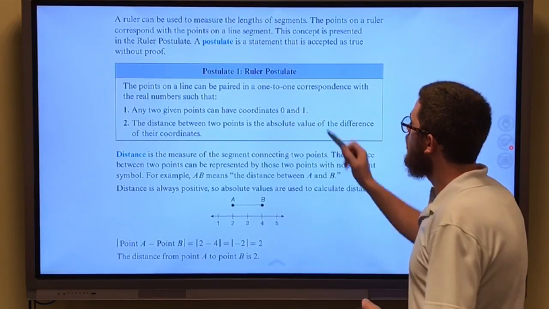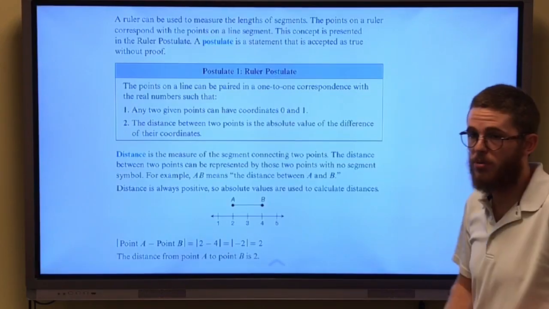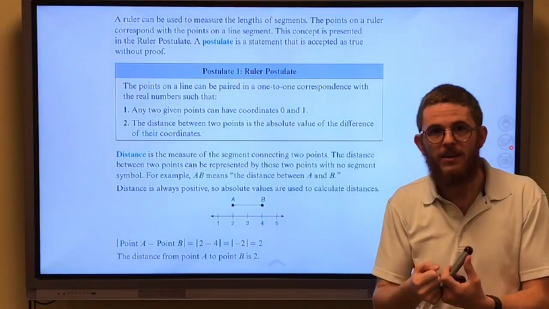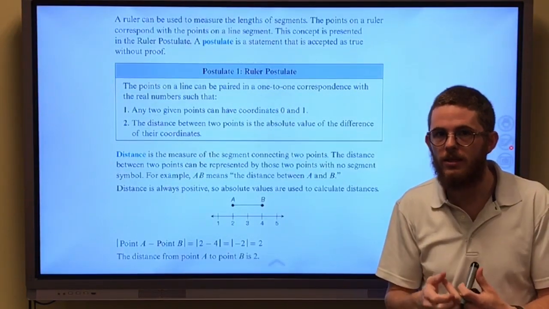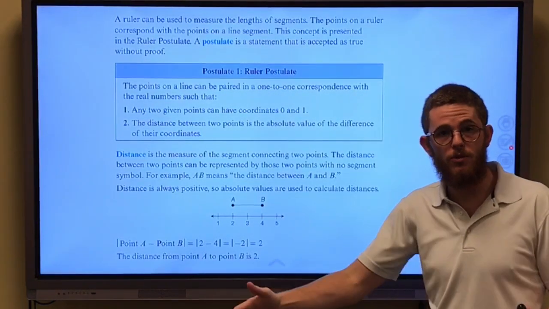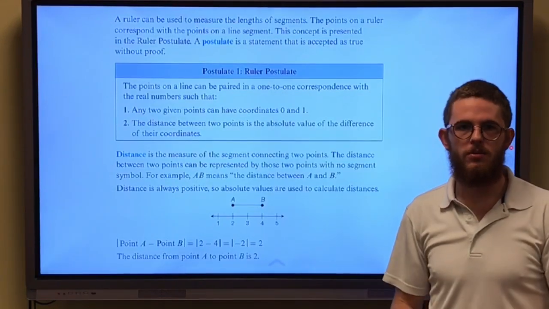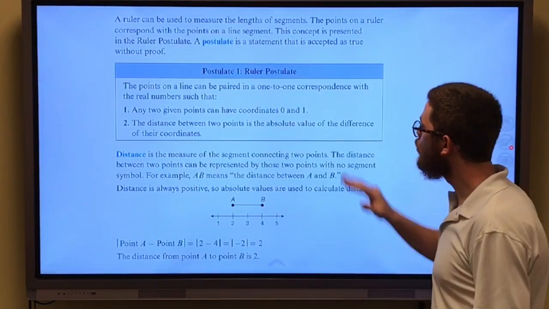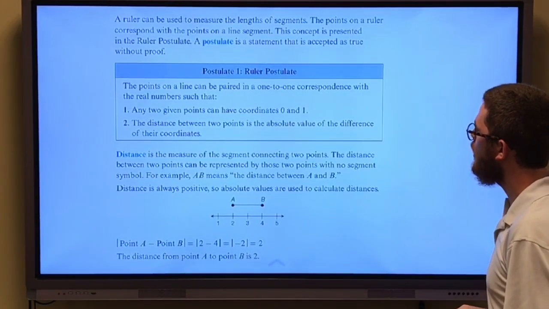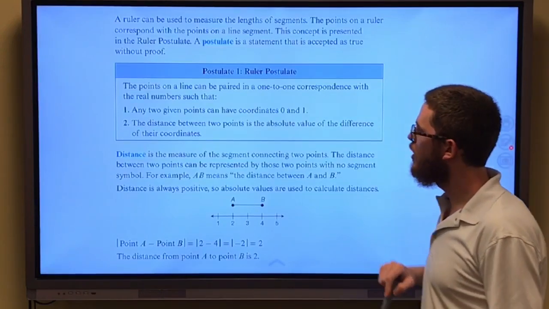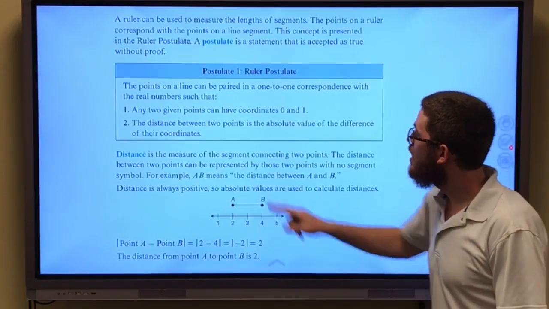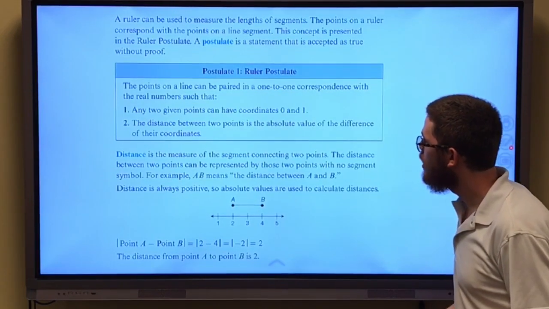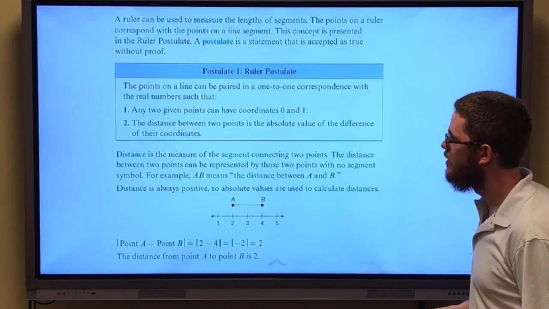So here, the ruler postulate. This is our postulate number one, our first one right here, and this should make sense. That's what these postulates typically do, they make sense. And so you're going to be tempted to just say, okay, that makes sense, and move on. But no, let yourself sit on it, make sure you understand it, and you're going to want to know these facts. The ruler postulate says the points on a line can be paired in a one-to-one correspondence with real numbers such that any two given points can have coordinates 0 and 1. The distance between 2 points is the absolute value of the difference of the coordinates.